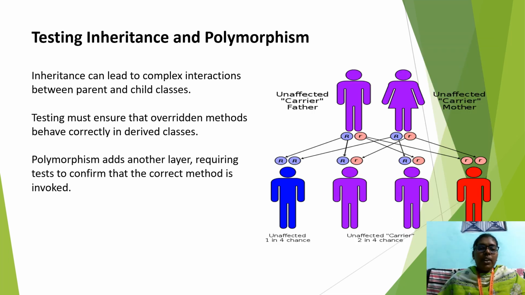Testing inheritance and polymorphism. Inheritance can lead to complex interactions between the parent and the child classes. Testing must ensure that overridden methods behave correctly in derived classes. Polymorphism adds another layer, requiring test confidence that the correct method is invoked. We can see here in this figure the unaffected career father and unaffected career mother. By this, we can see the inheritance and polymorphism of testing object-oriented languages.